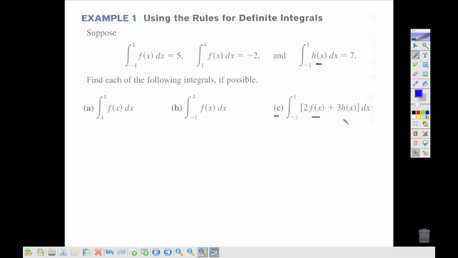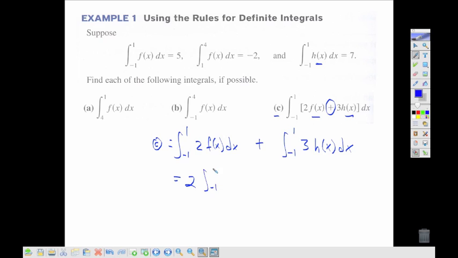For c here, notice we've got f of x and h of x. First of all, we have a sum here, so let's split this up. We'll say, first of all, that we have negative 1 to 1 for 2 times f of x dx plus negative 1 to 1. We keep the same limits of integration here as we split it up. Then we have constant multiples involved here. So I can pull that out for each one, negative 1 to 1, f of x dx. I can pull the 3 out.